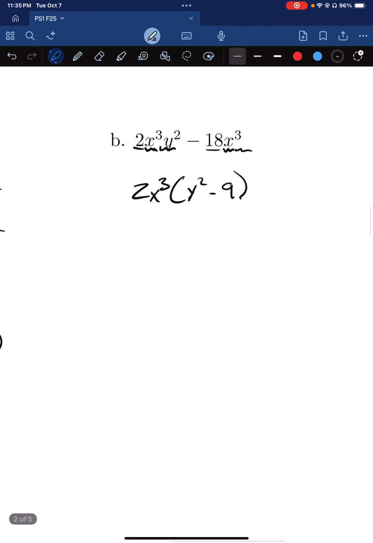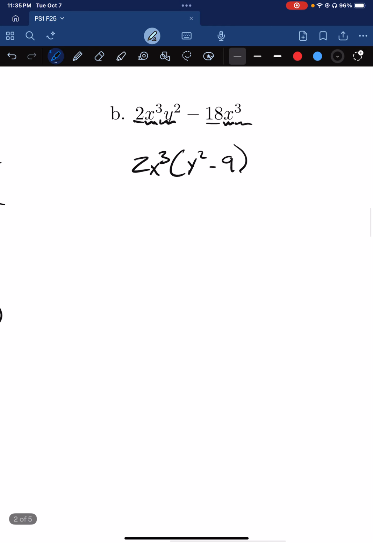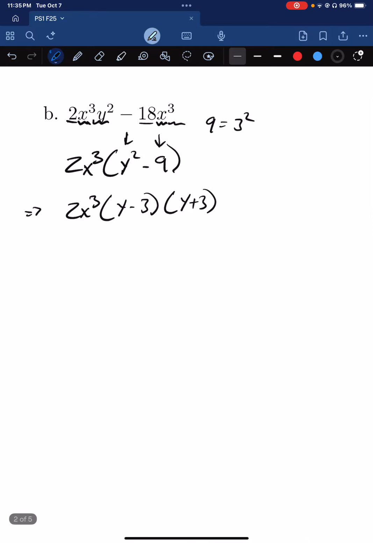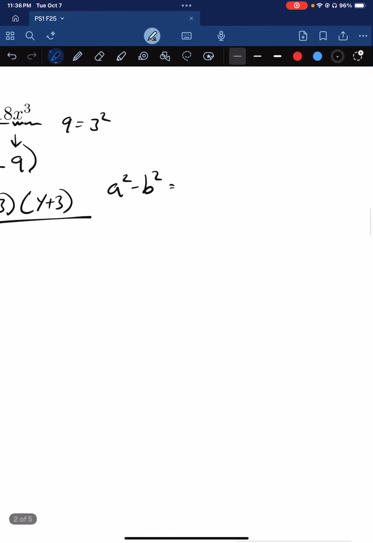Okay, and now this y squared has come into play. We have y squared and 9, which is the same as 3 squared. And so this is a difference of two perfect squares. So we can rewrite this as 2x cubed times y minus 3 times y plus 3. And this comes from the fact that a squared minus b squared equals a minus b times a plus b.